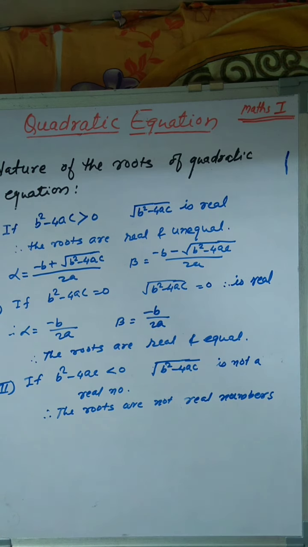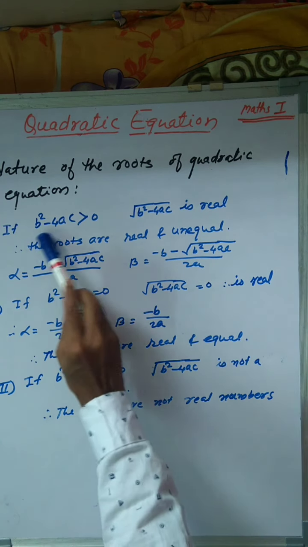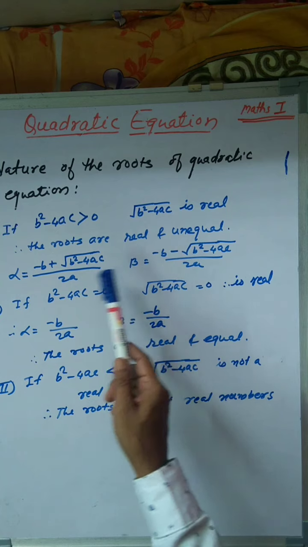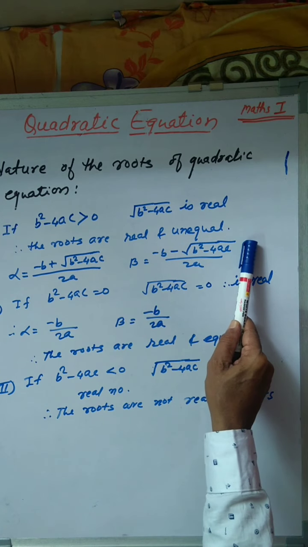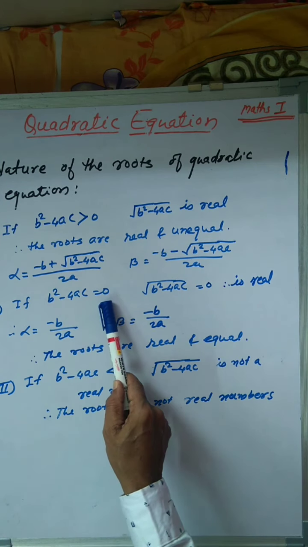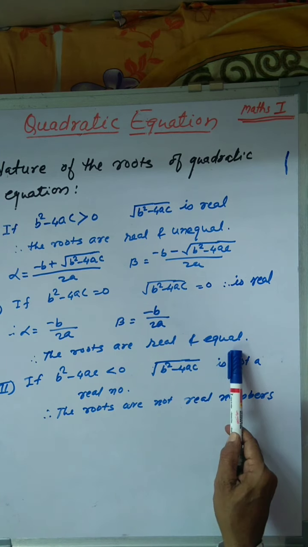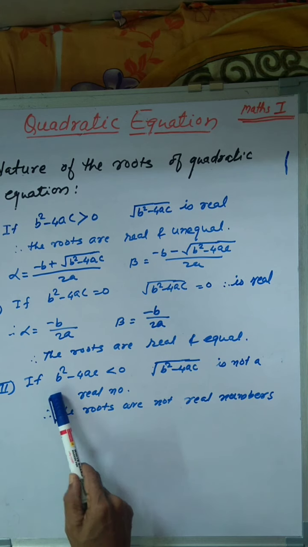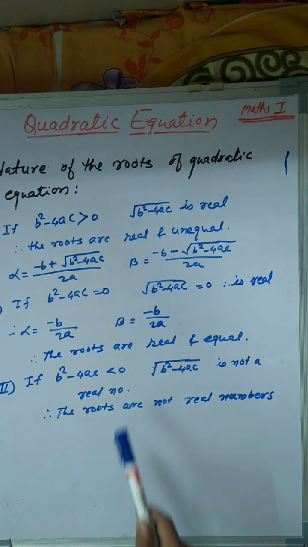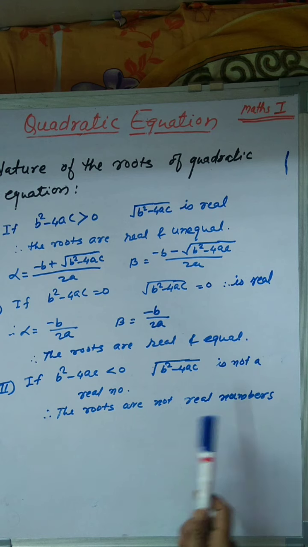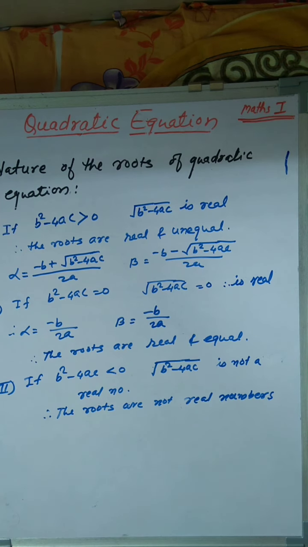The nature of the roots: if b² − 4ac is greater than 0, then the roots are real and unequal. If b² − 4ac is 0, then the roots are real and equal. And if b² − 4ac is less than 0, then the roots are not real numbers. Now we should see this in a tree diagram.